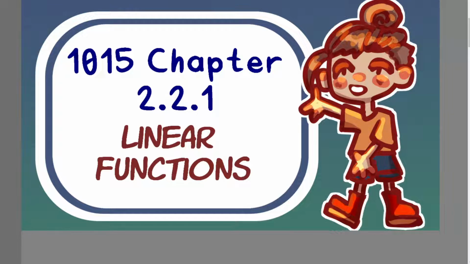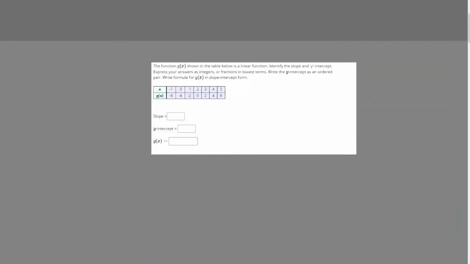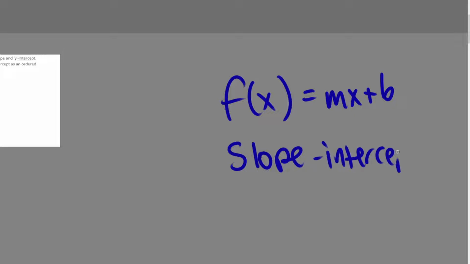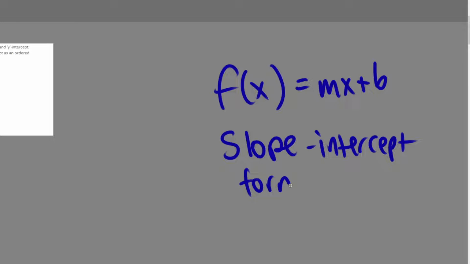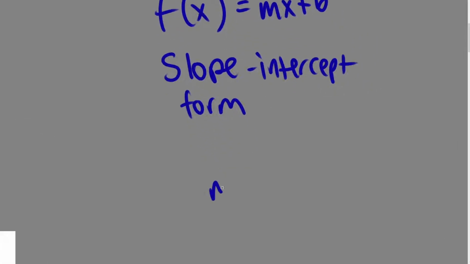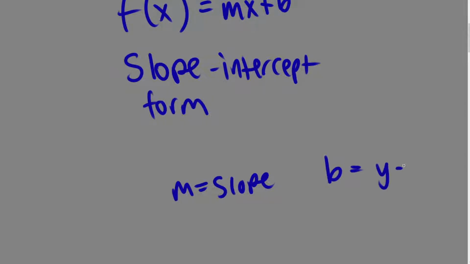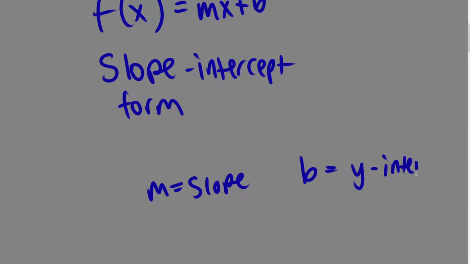Hi, so today we're going to be talking about 2.2.1, linear functions. And we'll just hop right into it. Firstly, one thing to know when we're talking about linear functions is a really useful format: f of x, or y, is equal to mx plus b. This is called slope-intercept form. And why it's useful is the m is equal to the slope, and the b is equal to the y-intercept. And that can really be helpful for graphing.